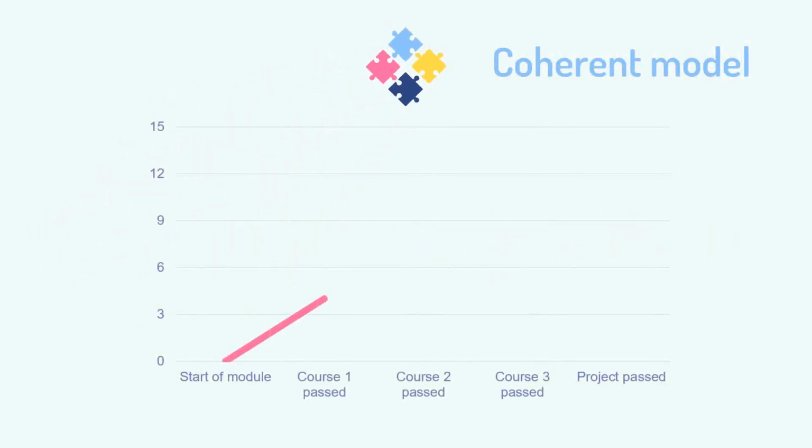Now assume that you pass course 1, then at this point you will receive 4 ECs for the module. When you subsequently pass course 2 as well, you now have 8 ECs. Similarly, when you pass course 3, you will have 12, and when you pass the project, you will have 15 ECs for the module.